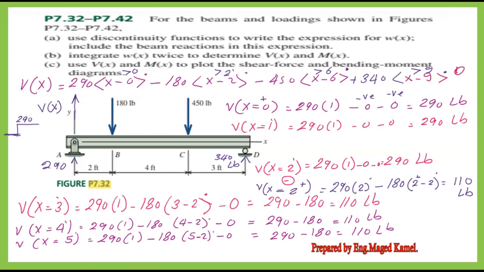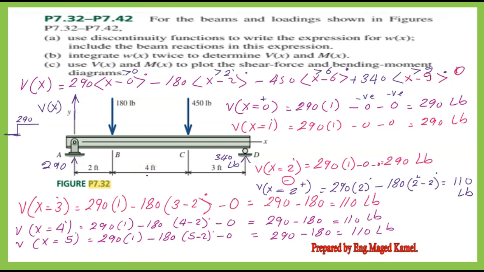We consider x equal to 2 feet. So V of x at 2 equals 290 multiplied by (2 minus 0) raised to the power of 0, minus 180 multiplied by (2 minus 2) raised to the power of 0, minus 450 multiplied by (2 minus 6) raised to the power of 0. The middle term and the last term will be considered 0. So the final value is 290 pounds.